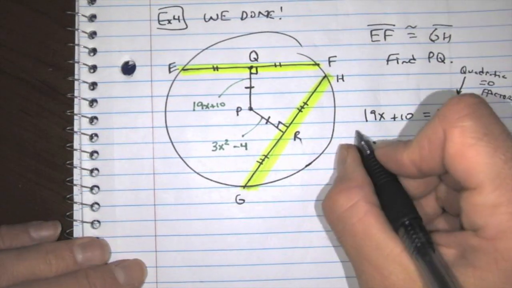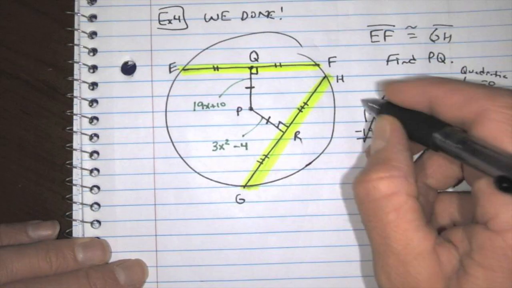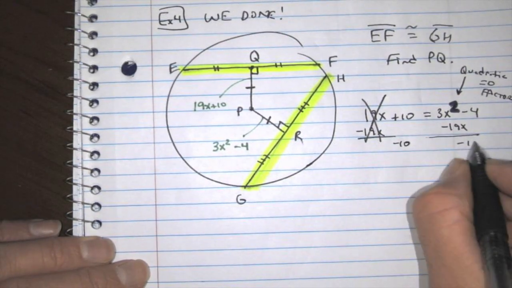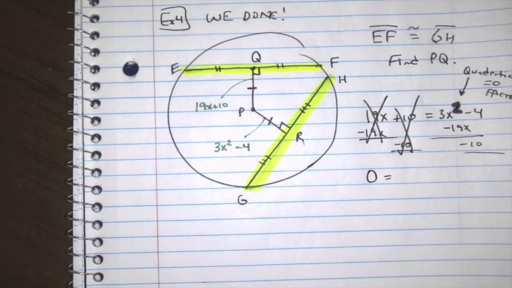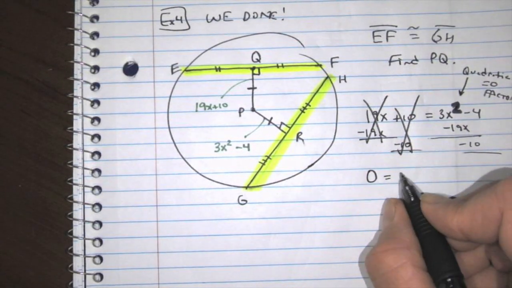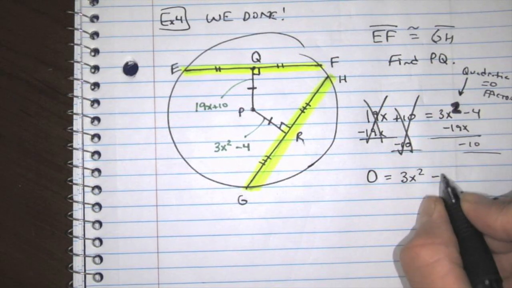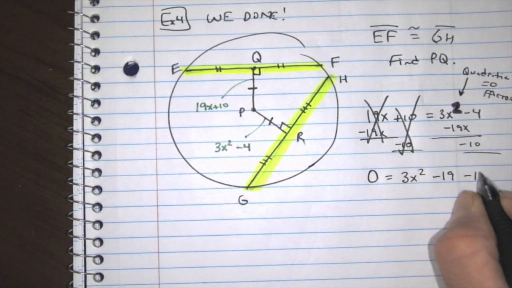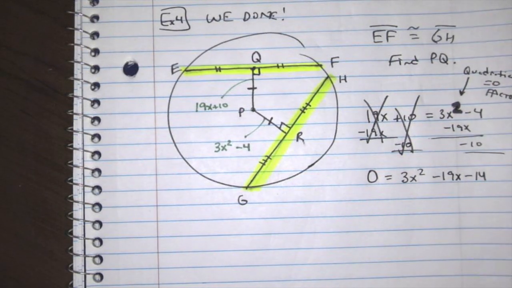So, what I'm going to do is subtract 19x on both sides. That's going to cancel these. And I'm going to subtract 10 on both sides. And that's going to cancel these. So 0 equals, put it in standard form, meaning the x squareds come first, x's go in the middle, and then we're going to finish with the numbers, minus 14. Oh, minus 19x. Forgot the 19x.